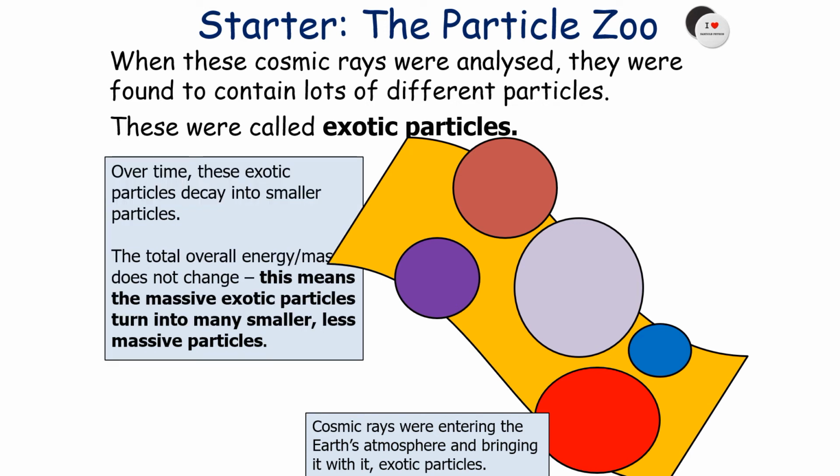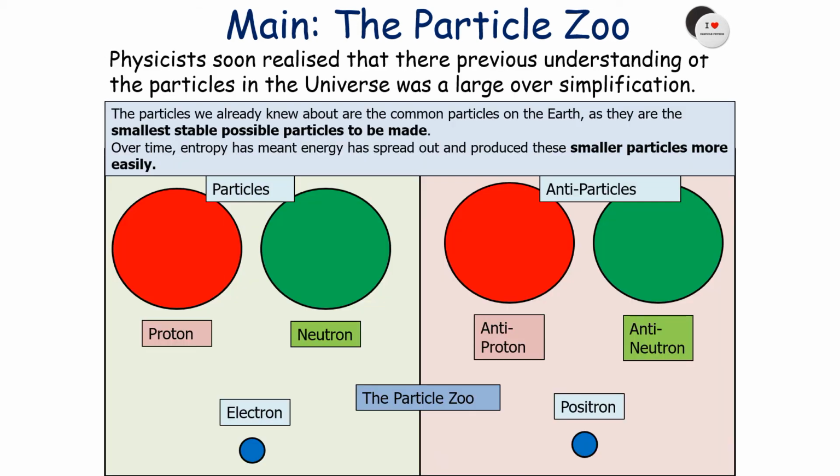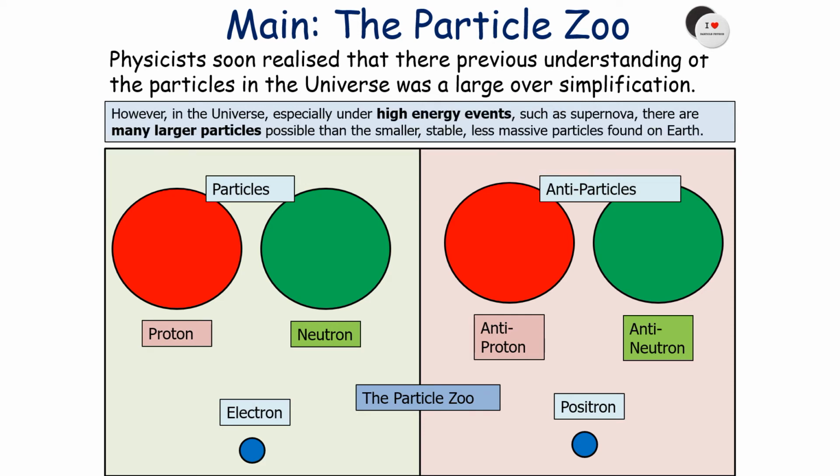Over time, these exotic particles decay into smaller ones. The total overall energy and mass does not change. It means that the mass of exotic particles turns into many smaller, less massive particles. So we've now realised that the common particles we knew about on Earth were the smallest stable possible particles to be made, and in fact in our universe there are many more. Under high energy events such as supernovae, you can get many larger particles than the smaller, stable, less massive particles found on Earth.